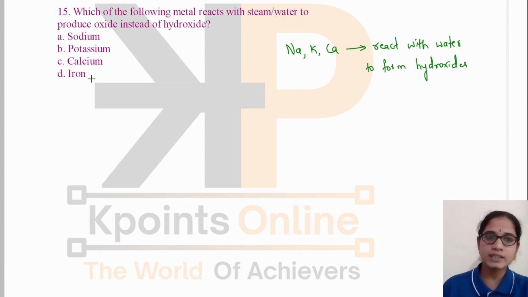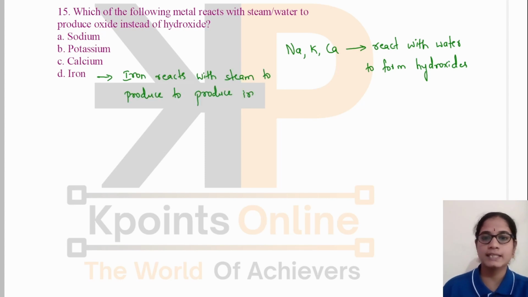Then what about the last option, iron? Iron will react with steam to produce iron oxide. It will not produce iron hydroxide. Yes, iron reacts with steam to produce iron oxide, and it is not producing iron hydroxide here. So this will be the correct answer. As iron oxide is insoluble in water, it will not form hydroxide. It will only form oxide, iron oxide.